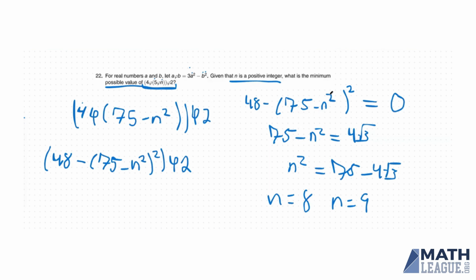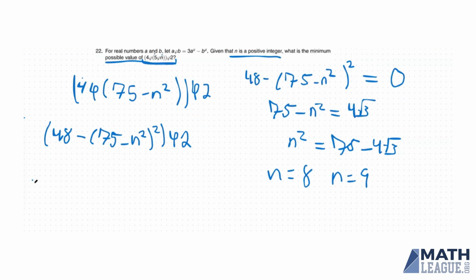We plug in 8, we get 75 minus 64, which is 11. 11 squared is 121, so that'll give us negative 73. That's still pretty large because we're going to end up squaring this, so it's going to end up being something positive, right? If we plug in 9, we get minus 81. The 75 minus 81 term becomes negative 6. Squared, that's 36, and 48 minus 36 is only 12. So that's much smaller, right? And we can write this down as a little note for later: 48 minus (75 minus n squared) squared is minimized when n equals 9.